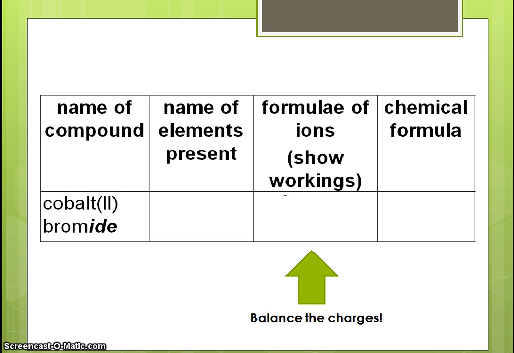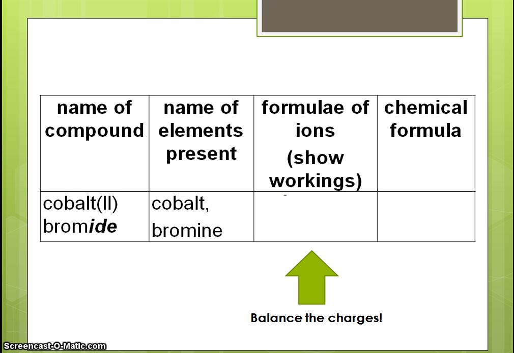We move on to our next example. Now, we have a compound cobalt 2 bromide. Again, we need to write down the name of the elements present. Now, in this case, it is your cobalt and your bromine. Take note that cobalt is a transition metal. Hence, if you actually look at the name of the compound, you will see that the Roman numeral is written when writing the name of most of the ions formed by transition metals.